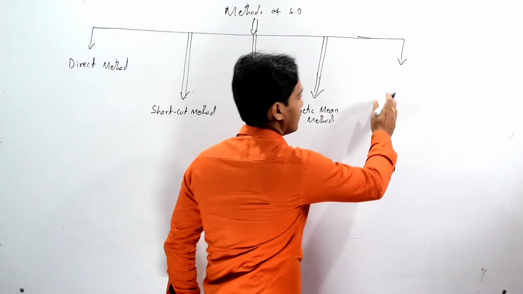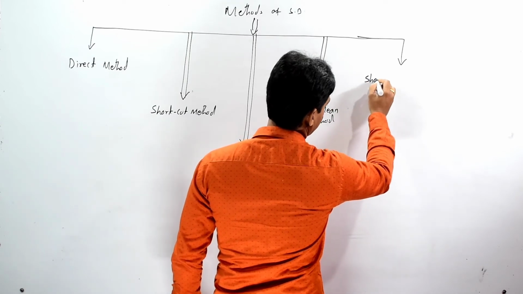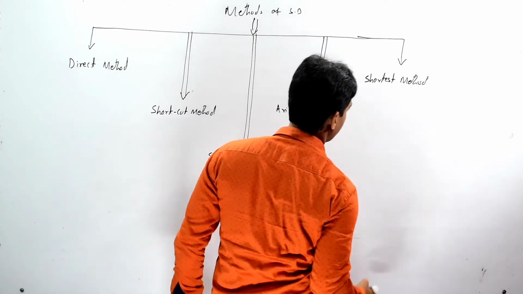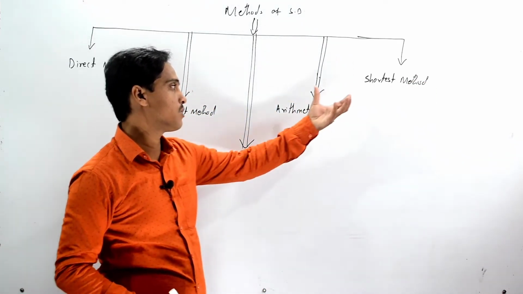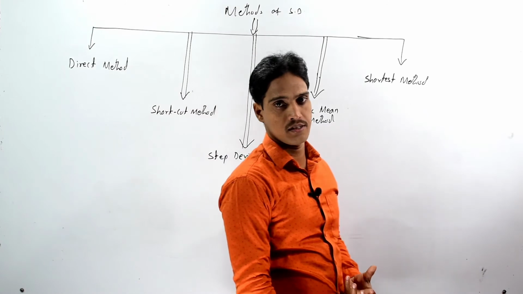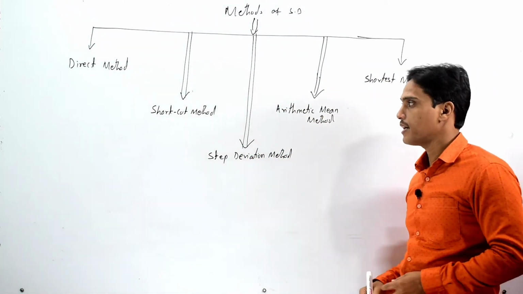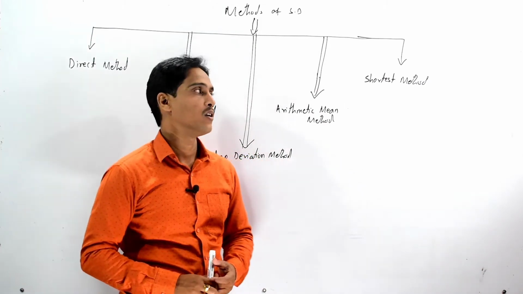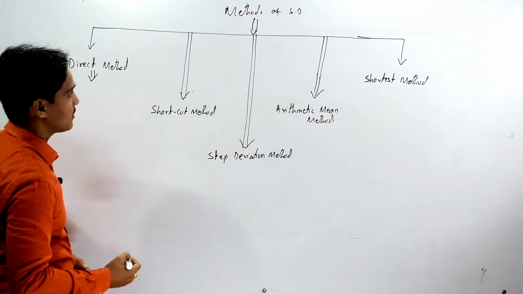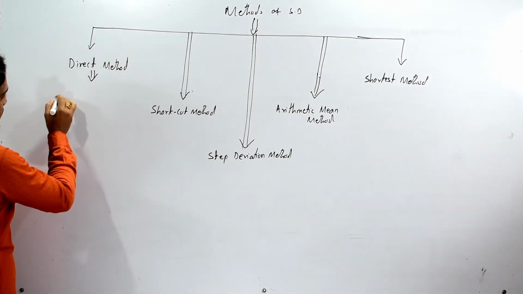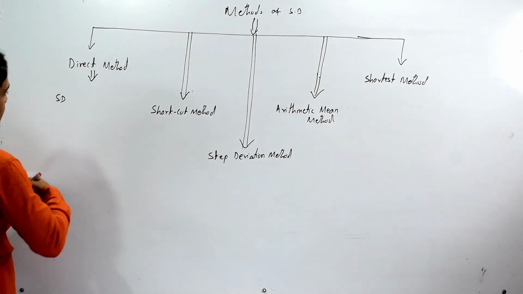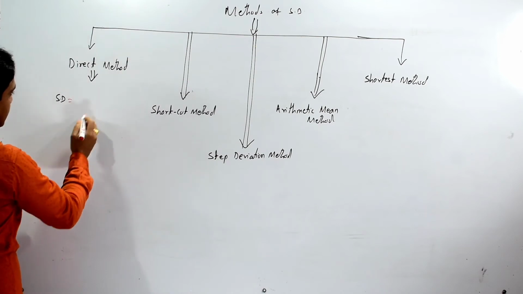And our last one is the shortest method, where we use a special rule, or we consider the cumulative frequencies of the series or distribution for computing our standard deviation. So let's note the rules of standard deviation under different methods.